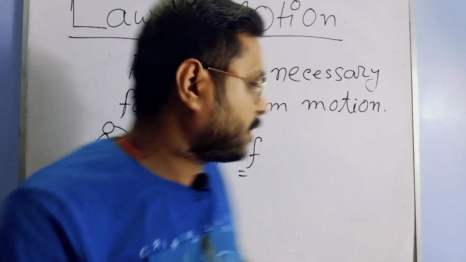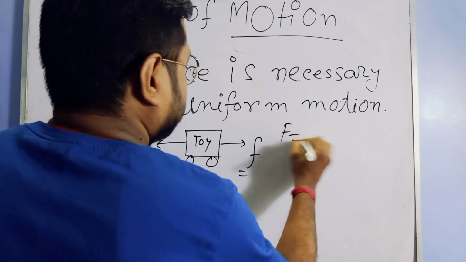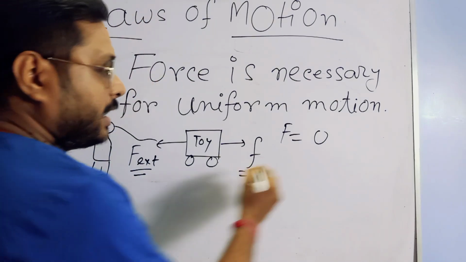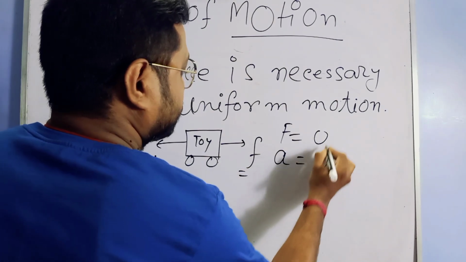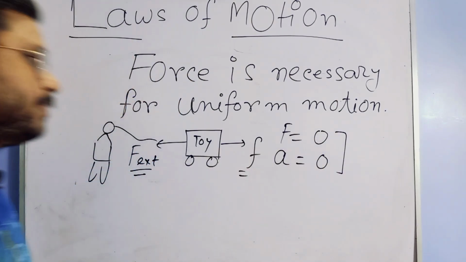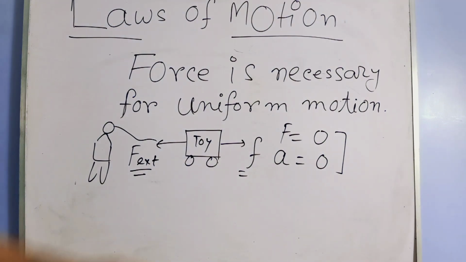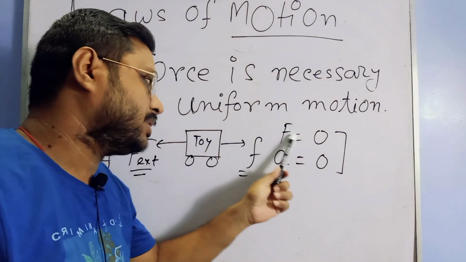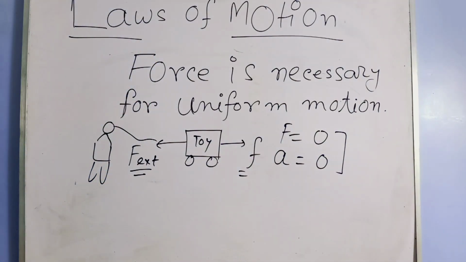That is, if F equals 0, then the acceleration must be 0. This is the main fact of Newton's first law. If F is 0, then the body cannot be accelerated. And if F is non-zero, the body is accelerated.